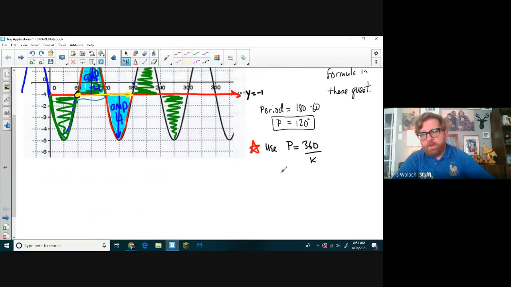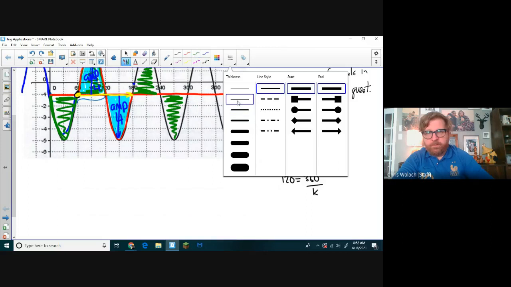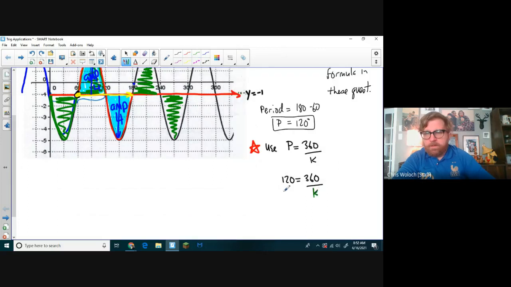And again, how did that work? Well, if I write 120, and then now what I want to do is solve for K. So again, if I cross multiply, I'm going to get K equals 360 over 120. So K equals 3.